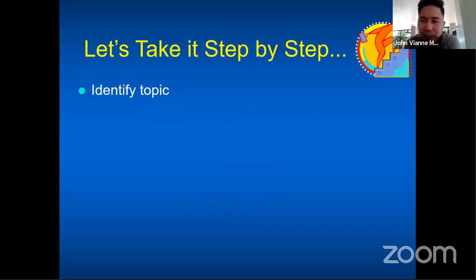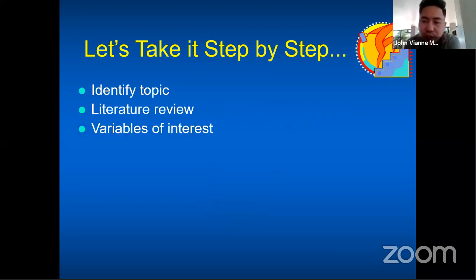here are the steps in writing a research. So you identify the topic, nasabi ko rin kanina, literature review, then select the variables of interest. Your variables of interest should not be generated by you. You're not going to handpick them, but rather you're going to check the related literature that you have for the interesting variables, or what are the variables that were discussed or covered by your literature review. Then research hypothesis.